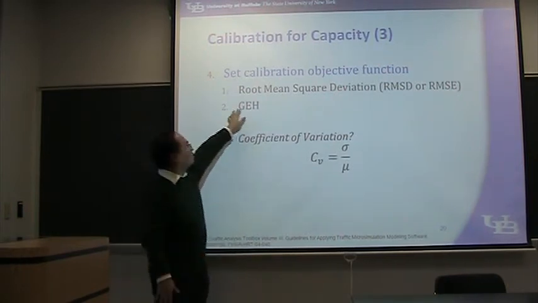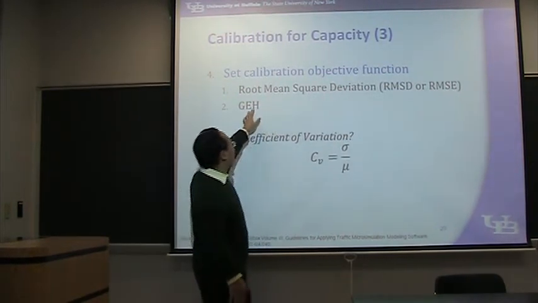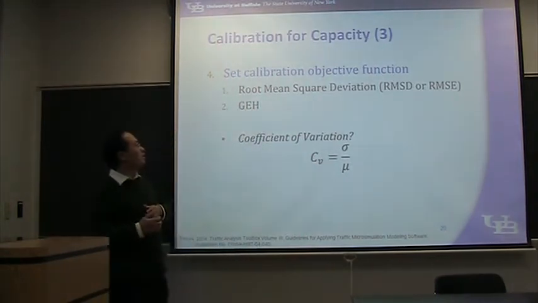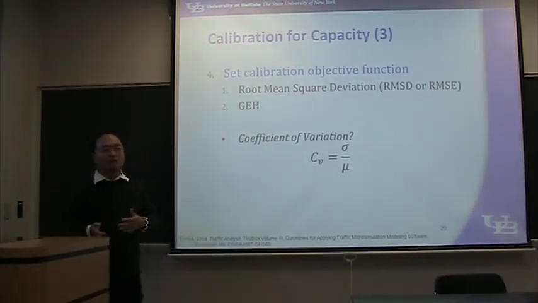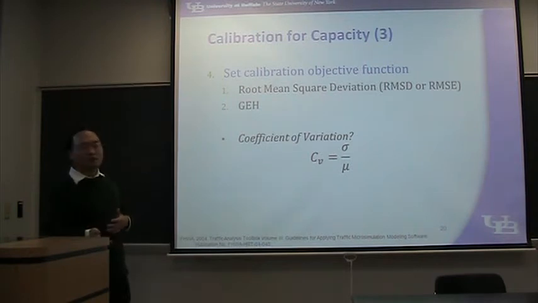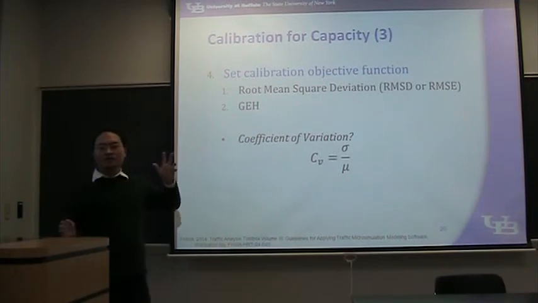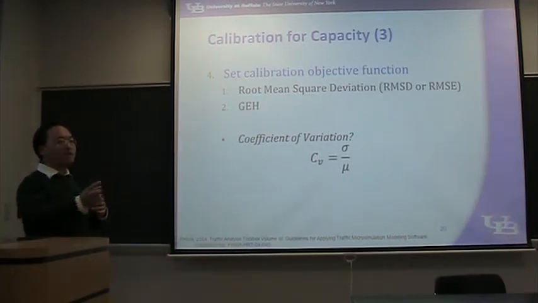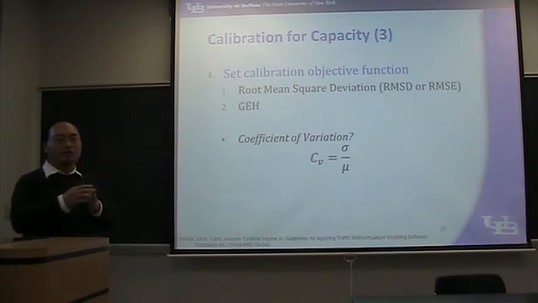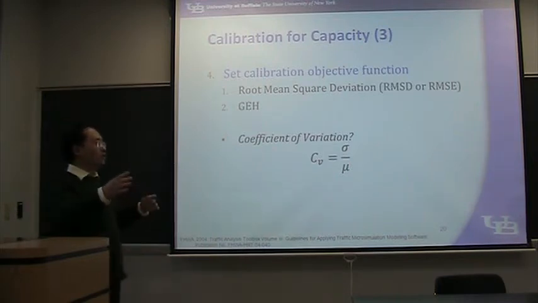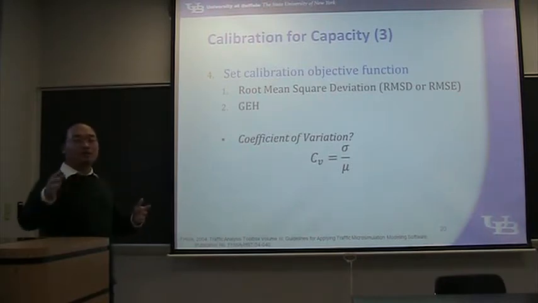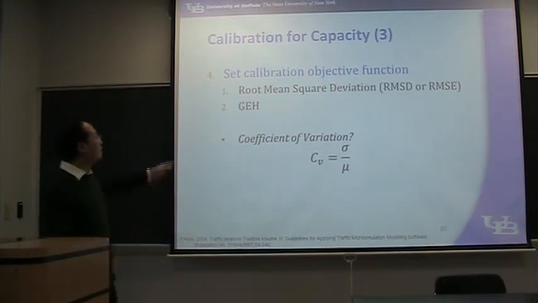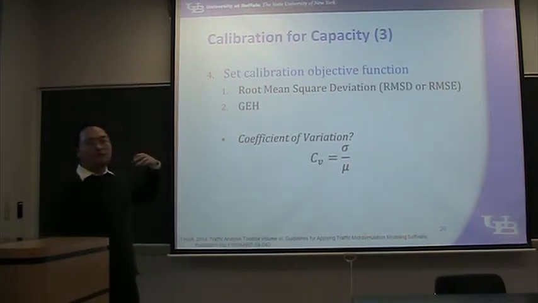The first one I think you already learned from your statistics class. It's called root mean square error or root mean square deviation. I think you understand this, right? So we have 2 vectors, and for each element in the vector, we calculate their difference, and we square the difference and sum them up, and then calculate the square root. That's called root mean square error or root mean square deviation.